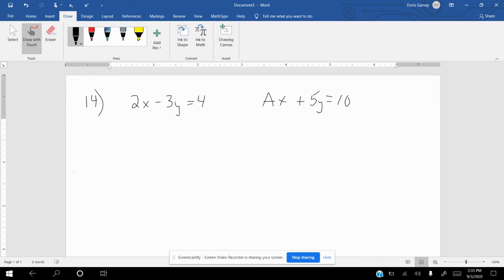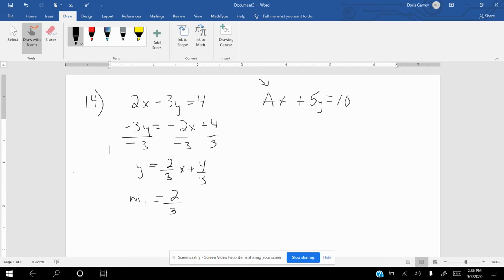So in order for me to make this perpendicular to this very first equation, I first need to know what the slope is of the first equation. So once again, I'll put it into y equals mx plus b form. I'll subtract 2x from both sides, and then I'm going to divide by -3. And so my equation is y equals 2/3 x plus 4/3. So I know the slope of this line is 2/3.